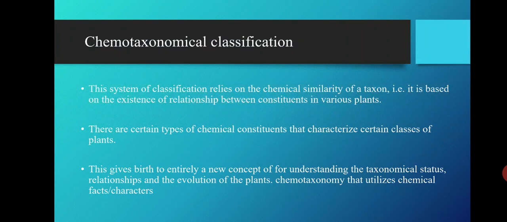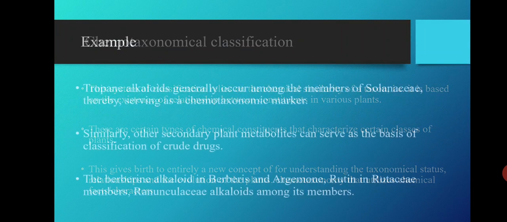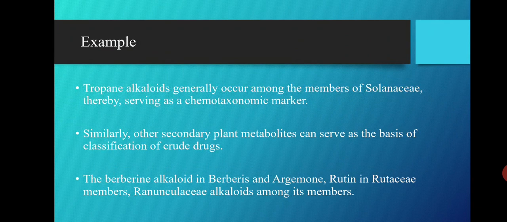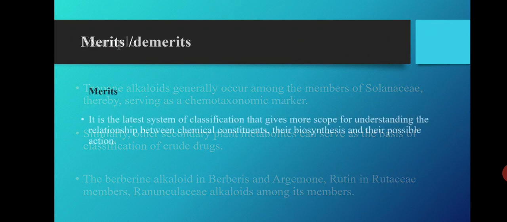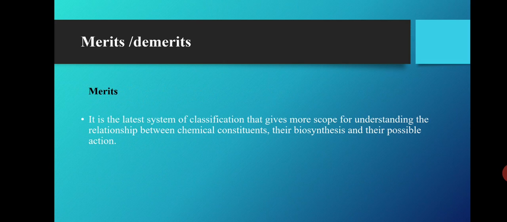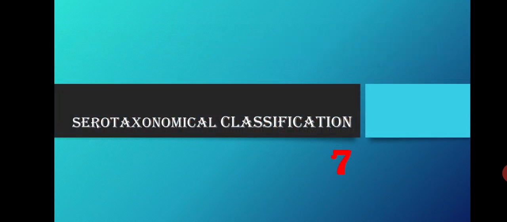Chemotaxonomy utilizes chemical facts and characters. Example, tropane alkaloids generally occur among the number of Solanaceae and thereby serving as a chemotaxonomic marker. Similarly, other secondary plant metabolites can serve as the basis of classification of crude drug. Merits, it is the latest system of classification that gives more scope for understanding the relationship between chemical constituents and their biosynthesis and their possible relation actions.